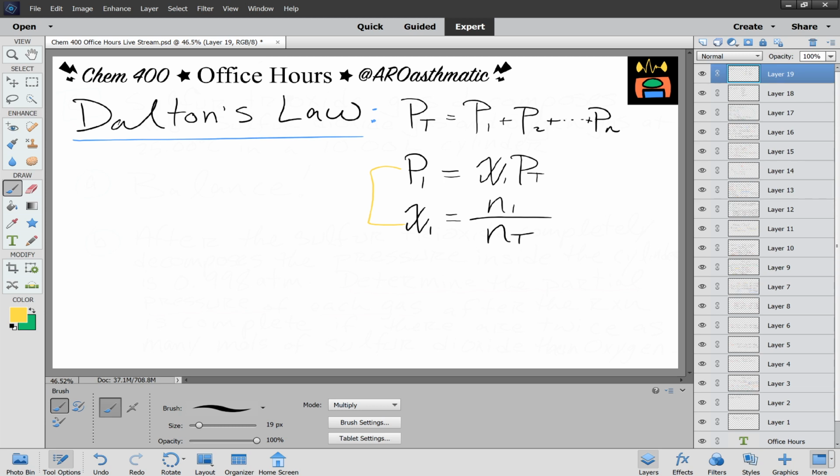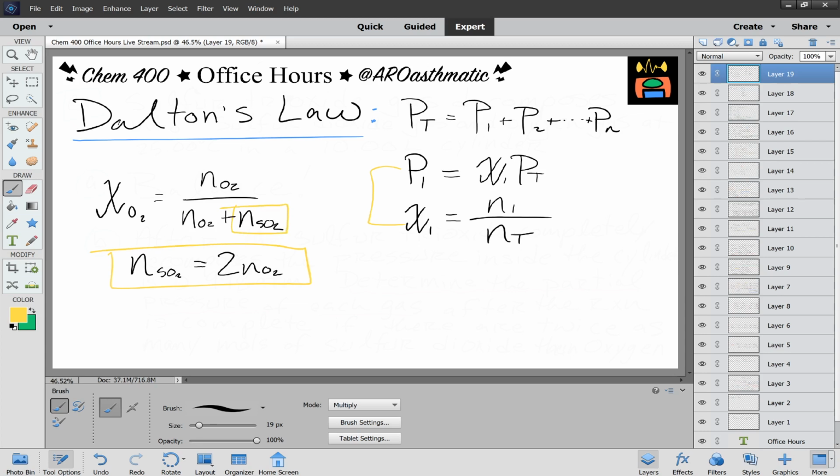The way you do it is you'd come at it like this. The mole fraction of oxygen is equal to the moles of oxygen divided by the total moles, right? Which is moles of O2 plus moles of SO2. Then you can use the expression that we wrote, that moles of SO2, because we know there are twice as many, is equal to 2 times the moles of O2. You can use this to substitute in here, and that would give you the mole fraction of oxygen. Then you could solve for it.